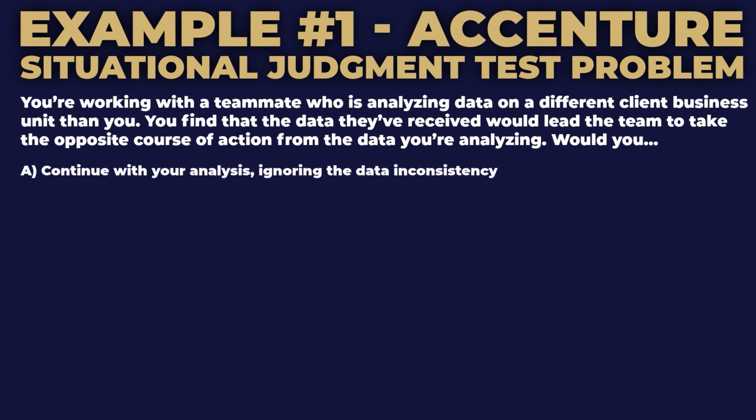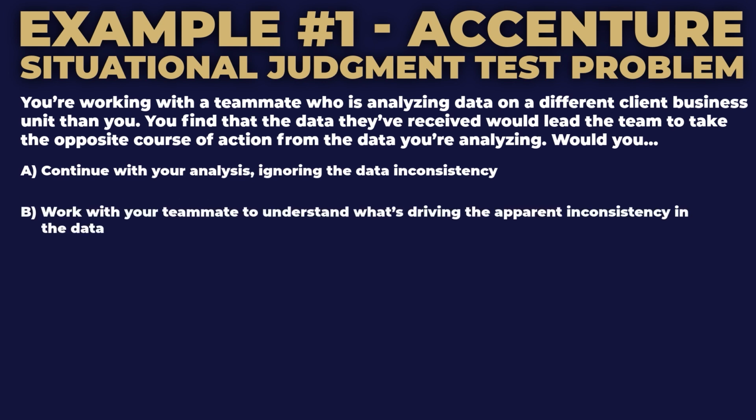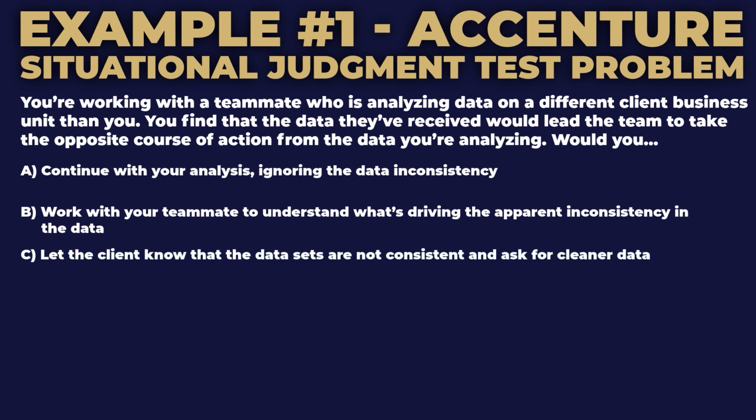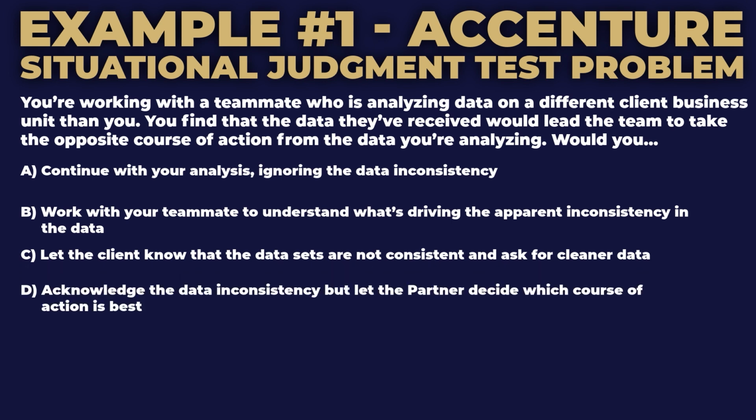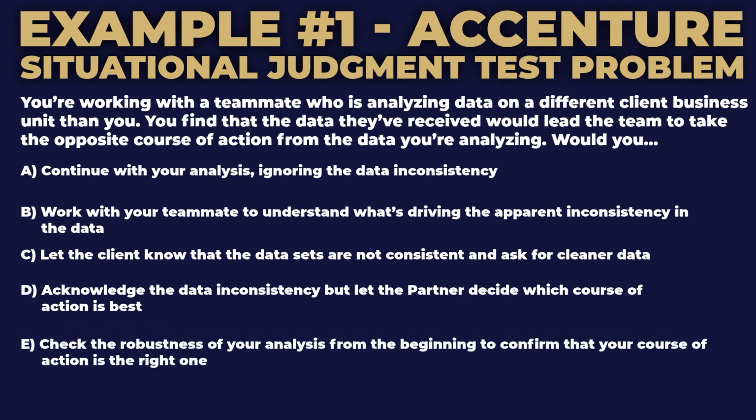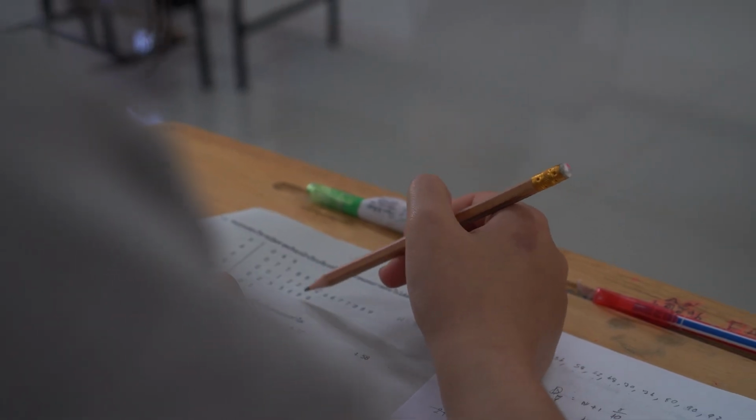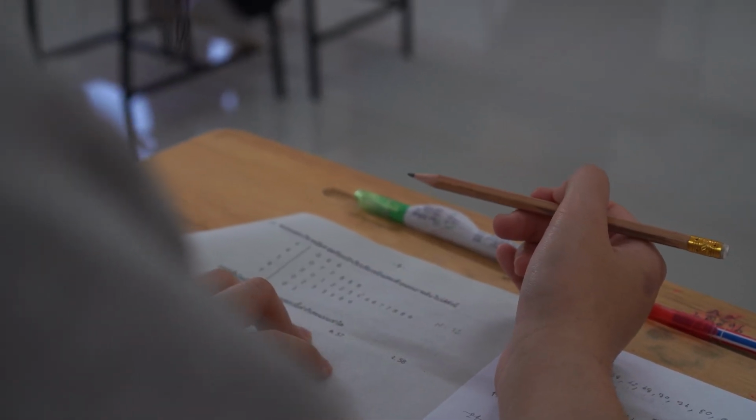A. Continue with your analysis, ignoring the data inconsistency. B. Work with your teammate to understand what is driving the apparent inconsistencies in the data. C. Let the client know that the data sets are not consistent and ask for cleaner data. D. Acknowledge the data inconsistency, but let the partner decide which course of action is best. E. Check the robustness of your analysis from the beginning to confirm that your course of action is the right one. This time, this is a classic multiple choice question with only one answer to pick.